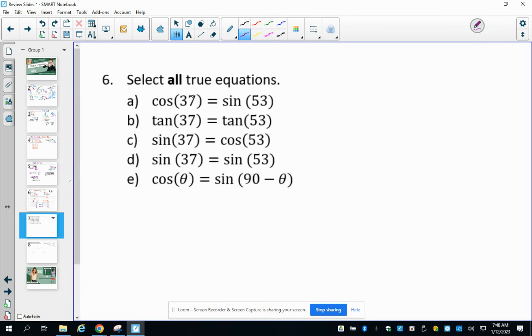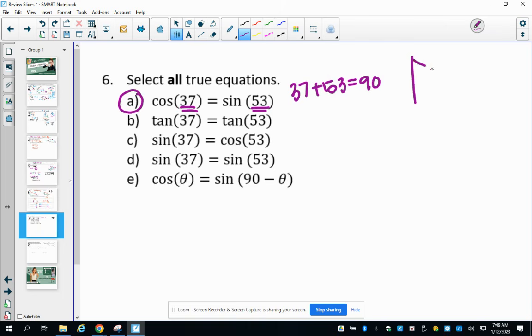Number 6, select all true equations. So cosine of 37 equals sine of 53. This is true because if these total 90, so 37 plus 53 equals 90, then the sine and cosine of them are the same.